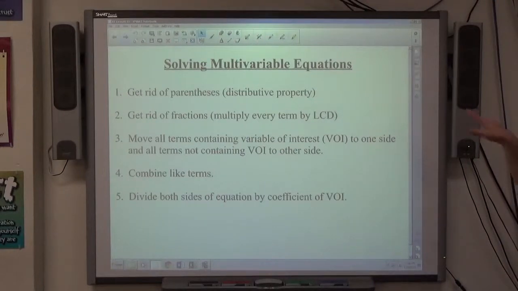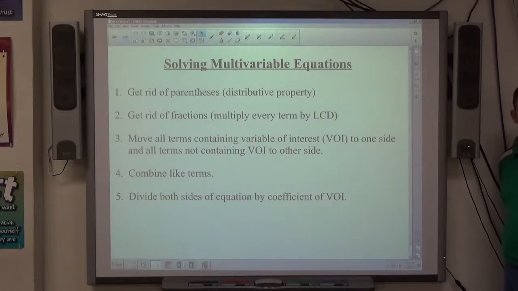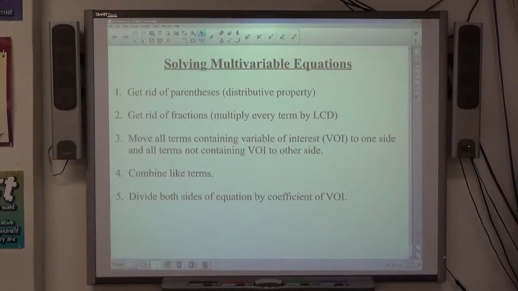The yellow sheet of paper I handed out, solving multivariable equations. This is how you do these problems. I have included every scenario that could possibly happen with this procedure here. Which means if you don't have parentheses, skip that step. If you don't have fractions, skip that step.